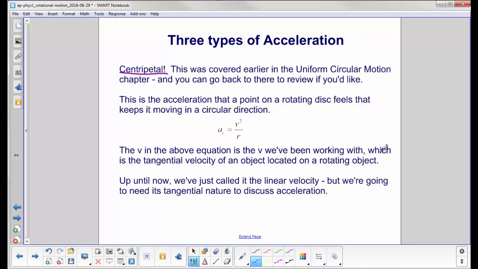Now this v is the v we've been working with this chapter, where it's the tangential velocity of a point on a rotating disk. Up till now, in this chapter, we've called it linear velocity. We're going to rename it again by taking advantage of its tangential nature as we discuss acceleration.